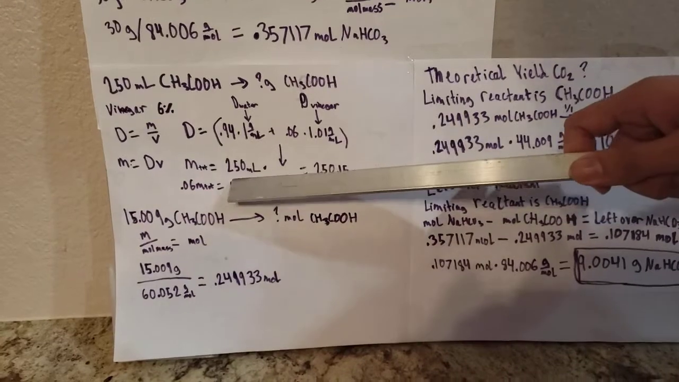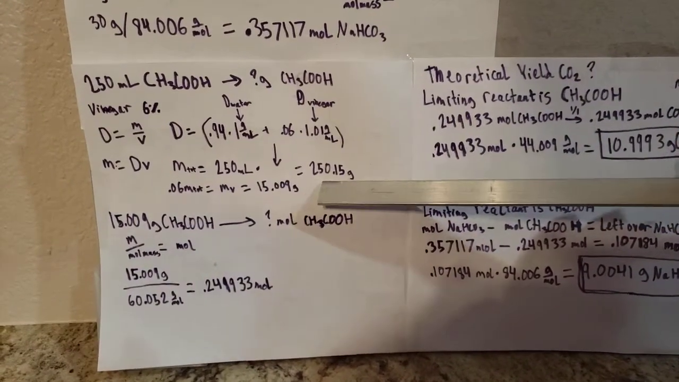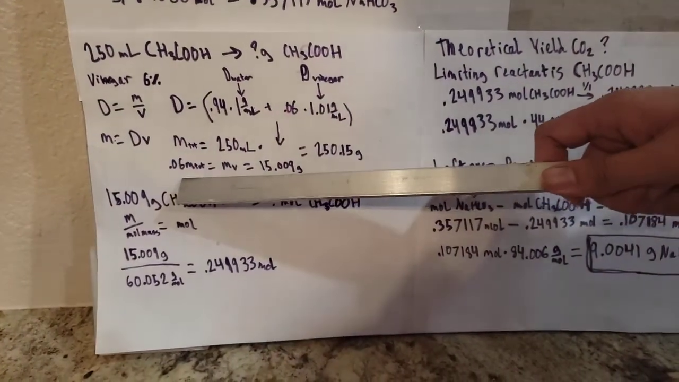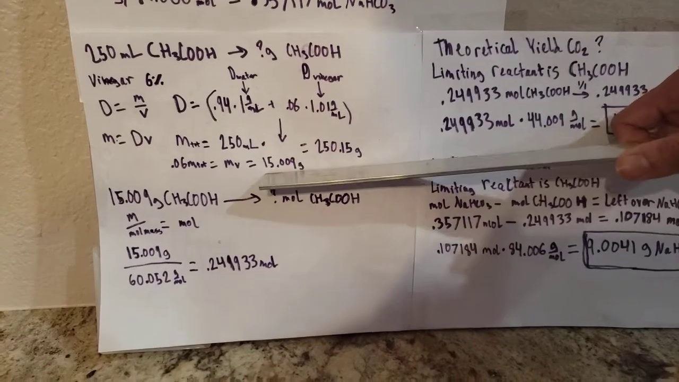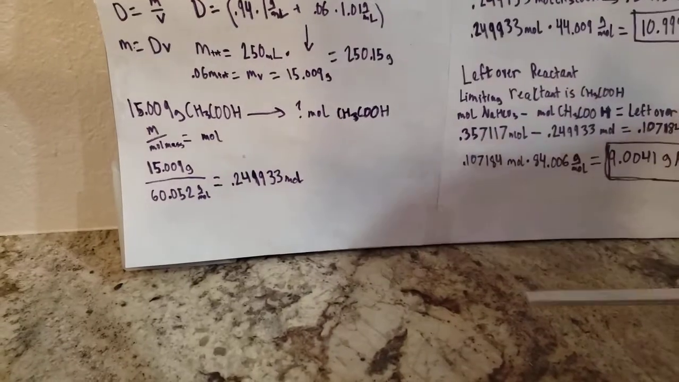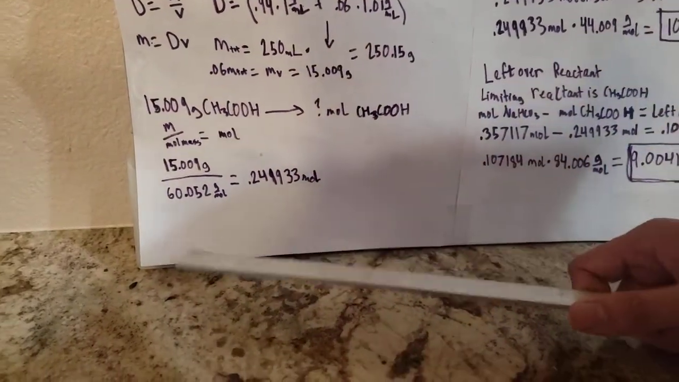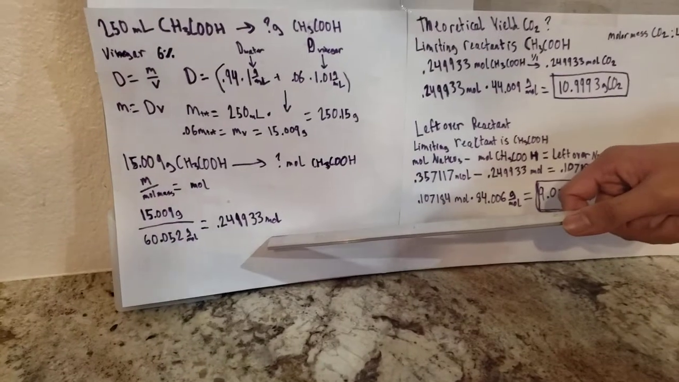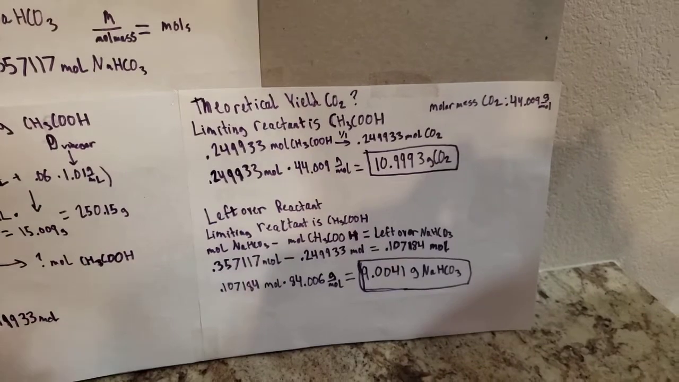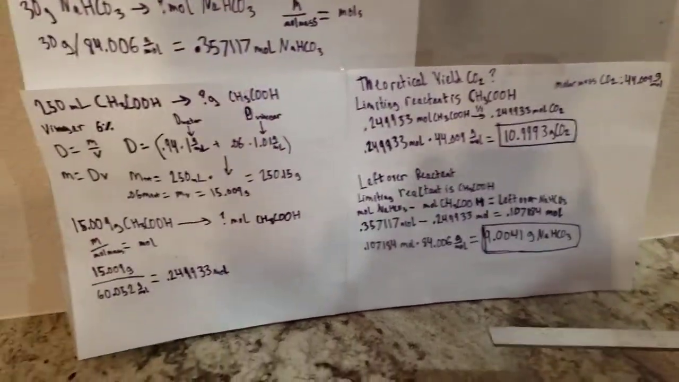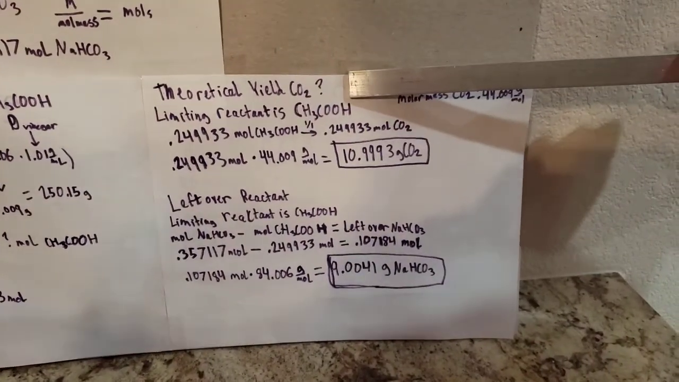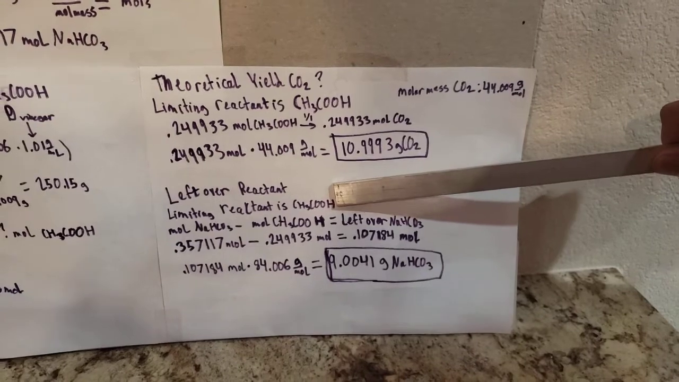This comes out to a mass of 250.15 grams, and adjusted to just the vinegar, because that's all we care about, comes out to 15.009 grams. Next, we have to find the moles of vinegar, which is just like we did up here, divide by the molar mass, comes out to this many moles. So now that we have the amount of baking soda and vinegar that we have, we can finally calculate the theoretical yield of carbon dioxide and the amount of leftover reactant.